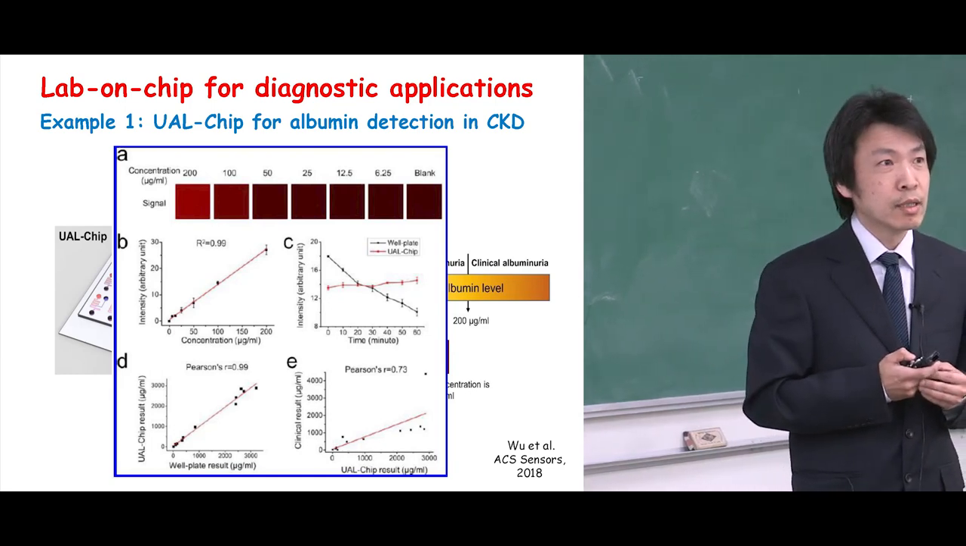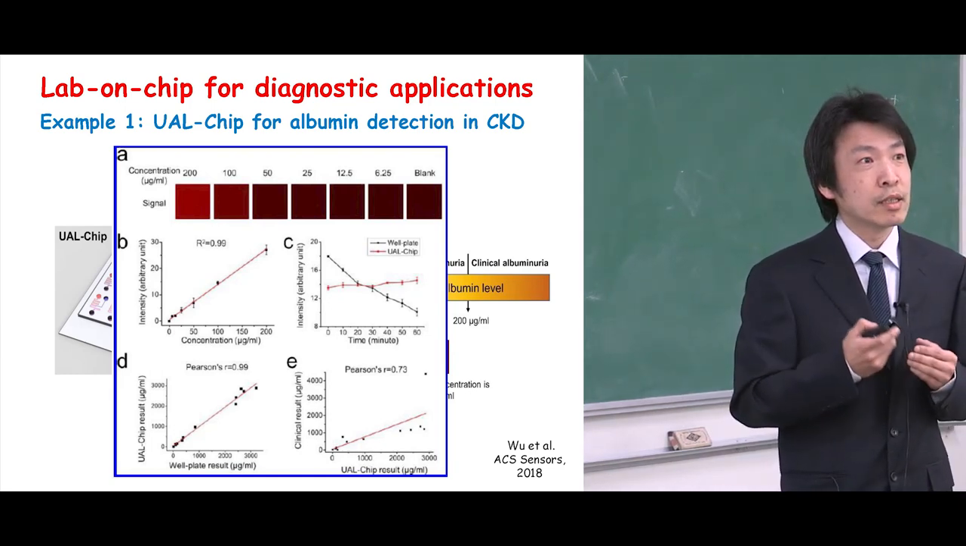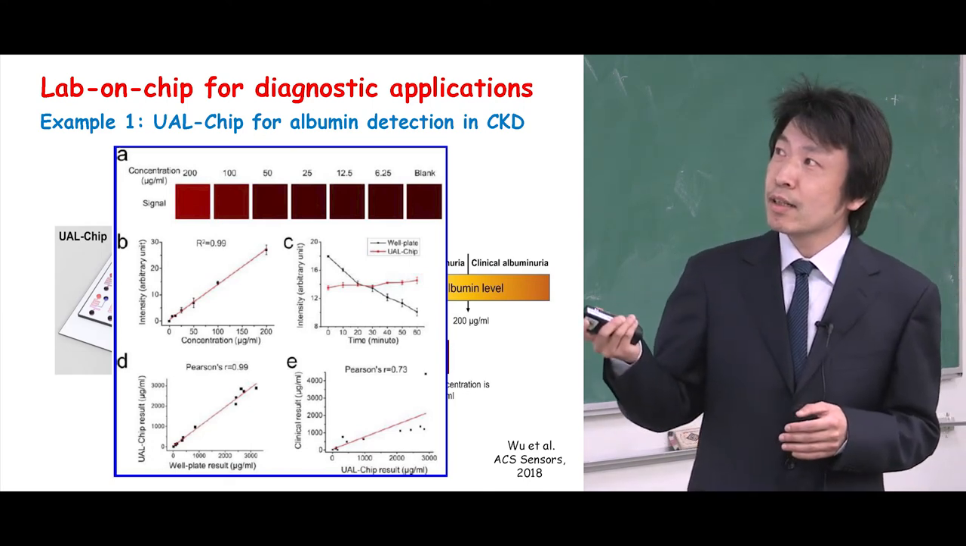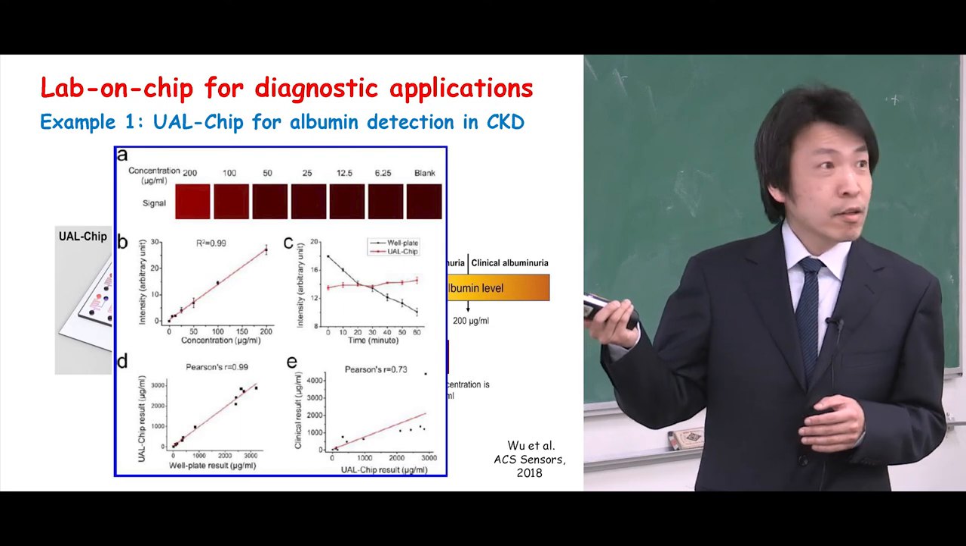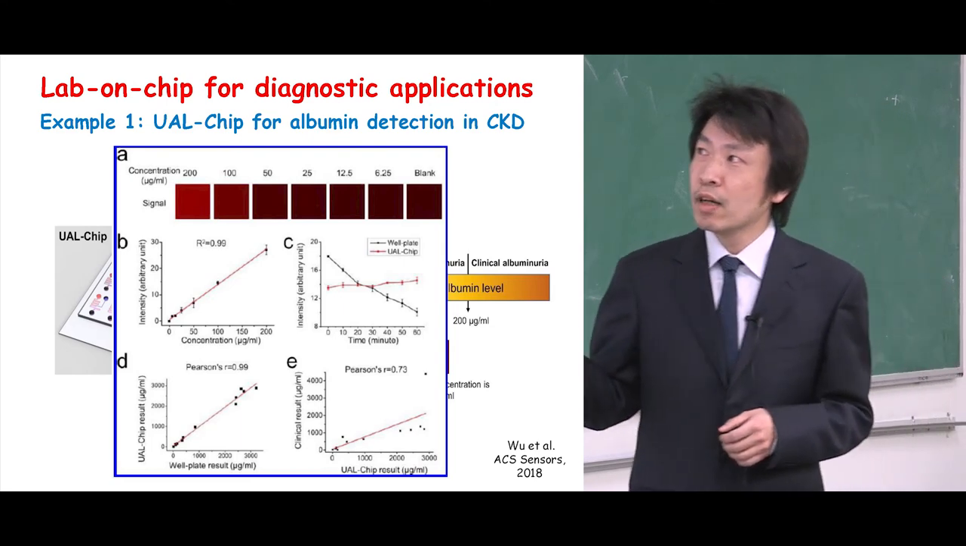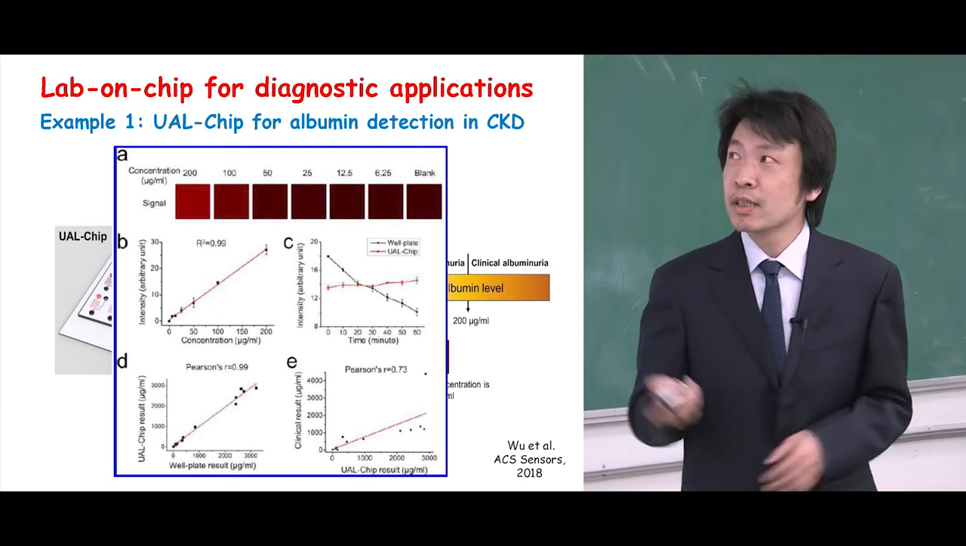detect the urine albumin concentration. We call this the UAL chip. We got a fairly nice linear curve, which we can use to determine the concentration of albumin from unknown samples.